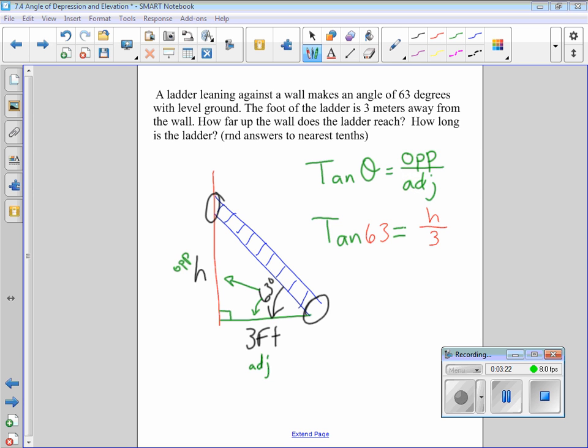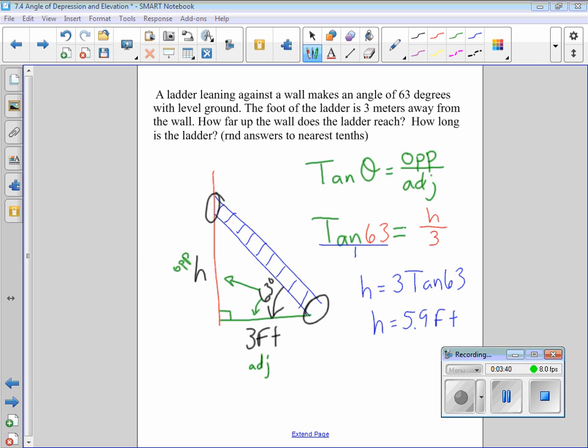And then I'm going to solve. Now, I always like to take the right side or the left side, when it's this case, and draw 1 underneath it to make it a fraction equals fraction. Cross multiply. H times 1 is h. And then you have 3 tangent of 63. Now it's time for my calculator.